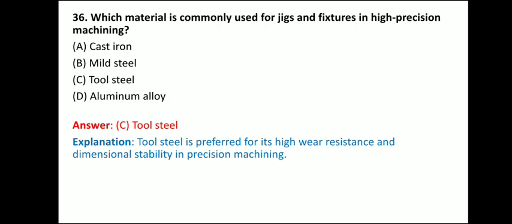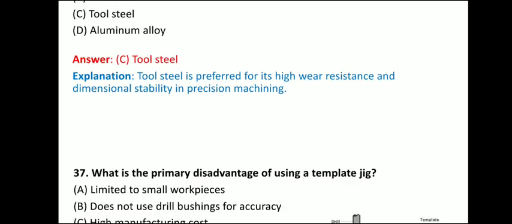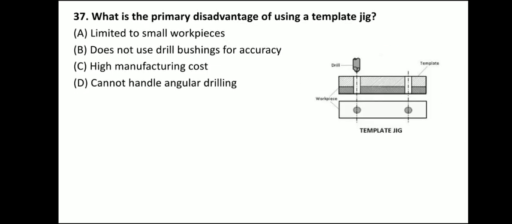Okay. So tool steel is preferred for its high wear resistance and dimensional stability in precision machining. Next question. What is the primary disadvantage of using template jig? Okay, so this is your template jig, and what is the primary disadvantage?